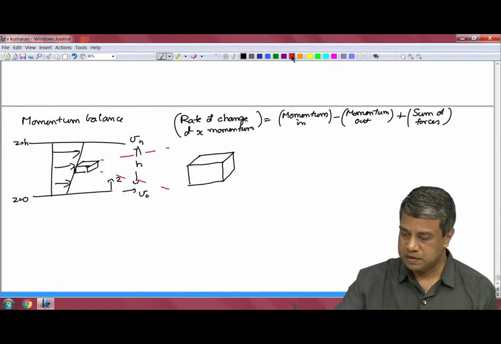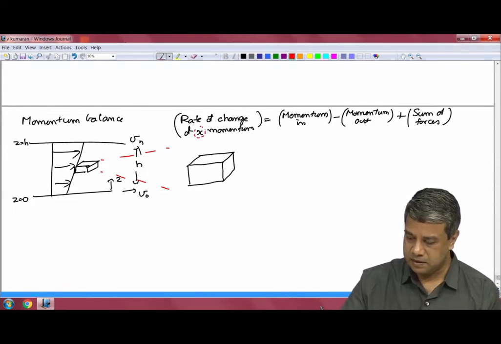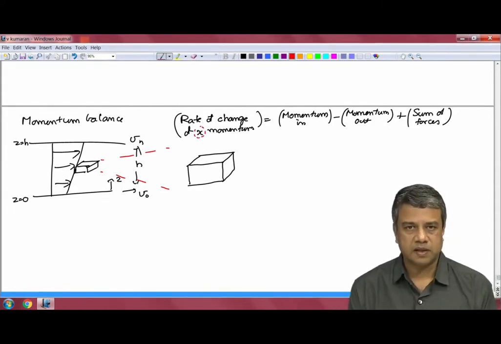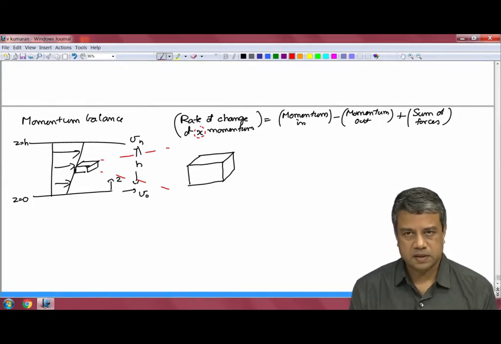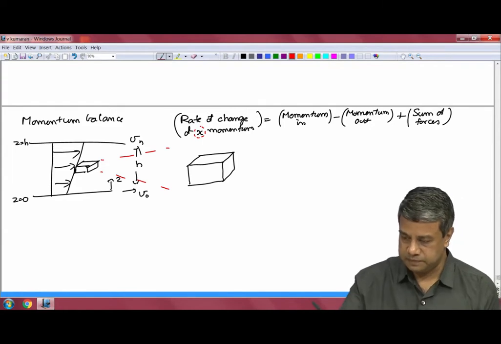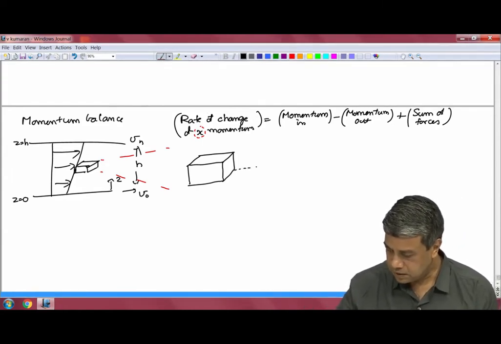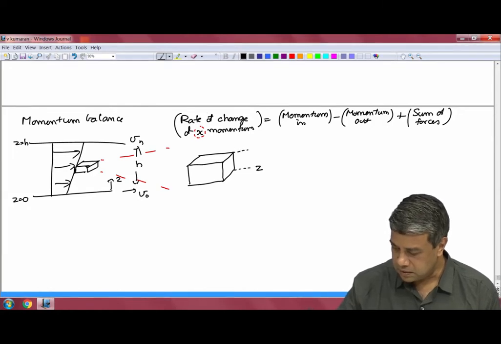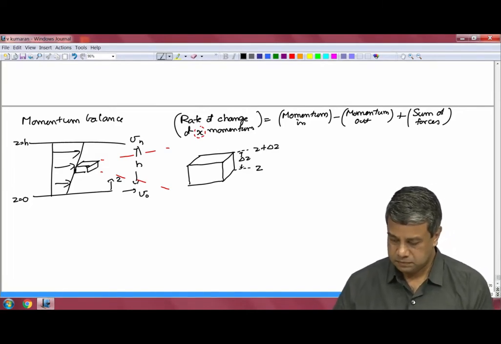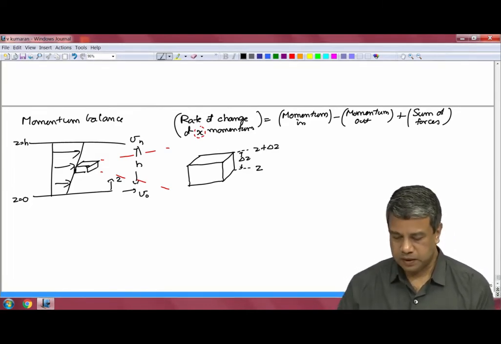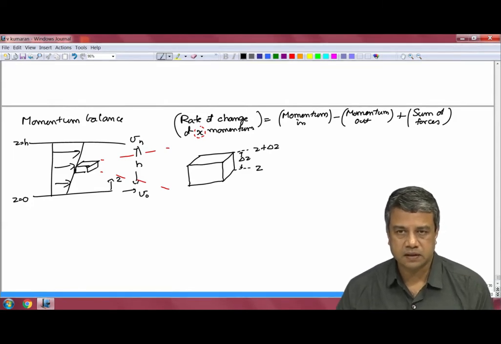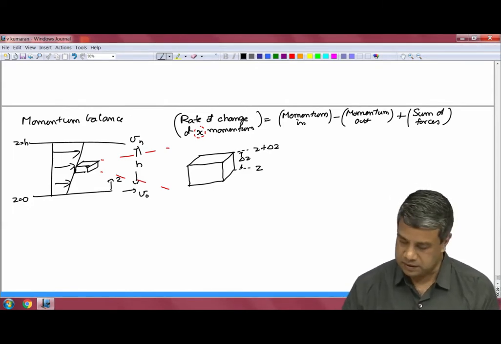Note that momentum is a vector and the balance that we are writing here is for the x component of the momentum. Momentum is a vector which has 3 components, and here we are writing the equation for the x component of the momentum. This is the location z, this is the location z plus delta z and the height is delta z. And we are assuming that there is no variation in the direction perpendicular to the x direction.